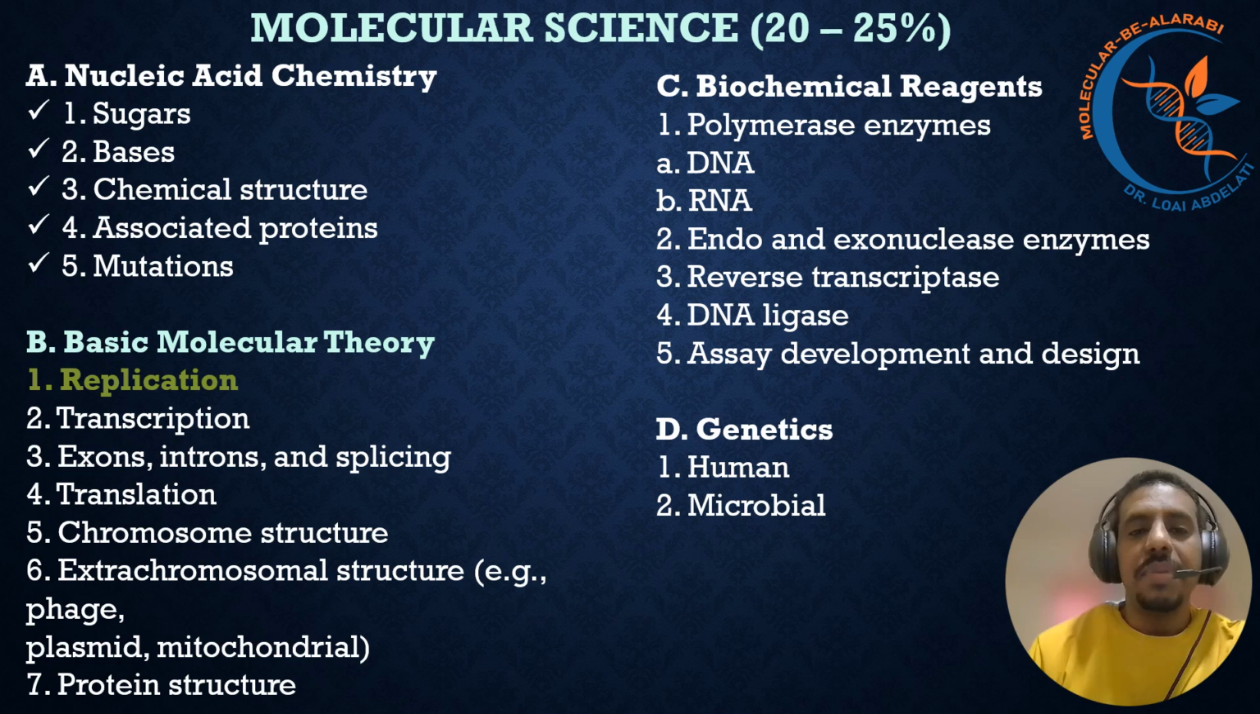The molecular science part is divided into four sections: nucleic acid chemistry, basic molecular theory, biochemical reagents, and genetics, which together make up 20 to 25% of the total molecular biology ASCP exam. In the previous lectures, we completed the multiple choice questions related to nucleic acid chemistry, and we moved to the basic molecular theory section.